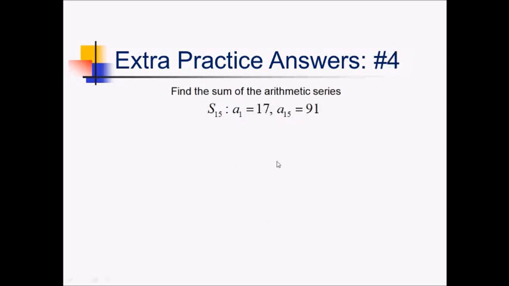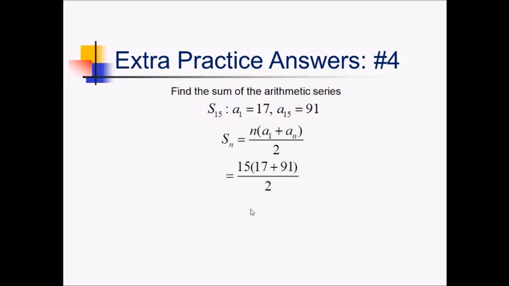On this problem, I want the sum of the first 15 terms of a series that begins with 17 and ends with 91. So let me use my arithmetic sum formula, n times a1 plus an over 2. I have 15 terms, so that's my n value. a1 they said was 17. an is just my 15th, my last term of 91. So we have 15 times 17 plus 91 all over 2.